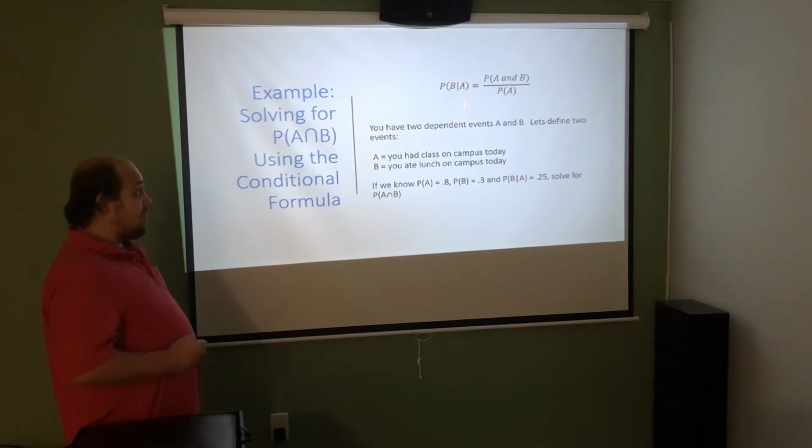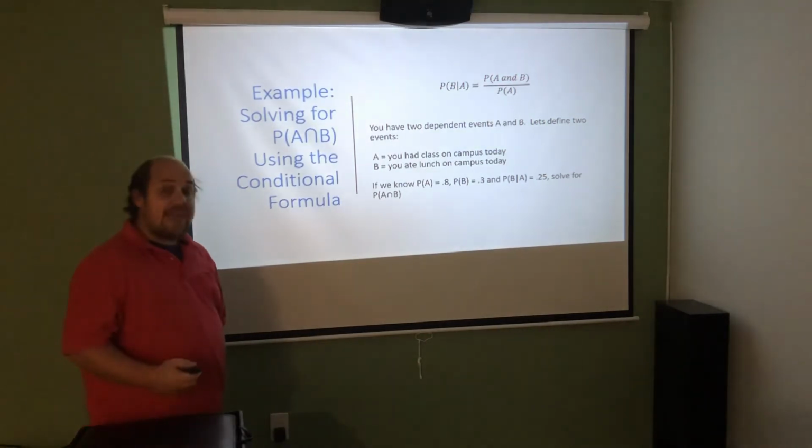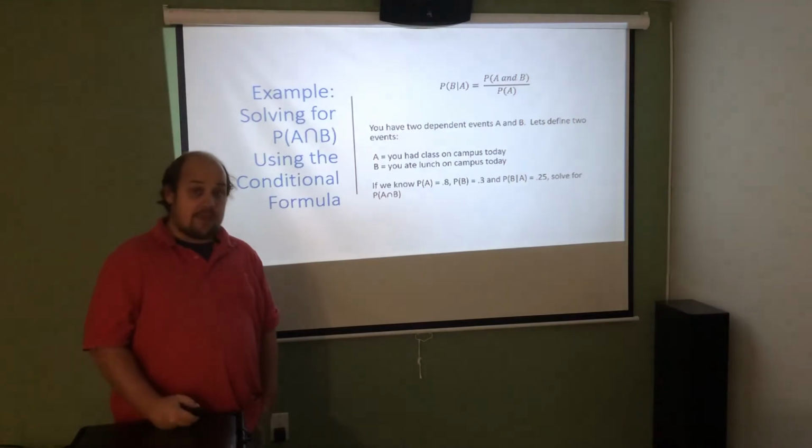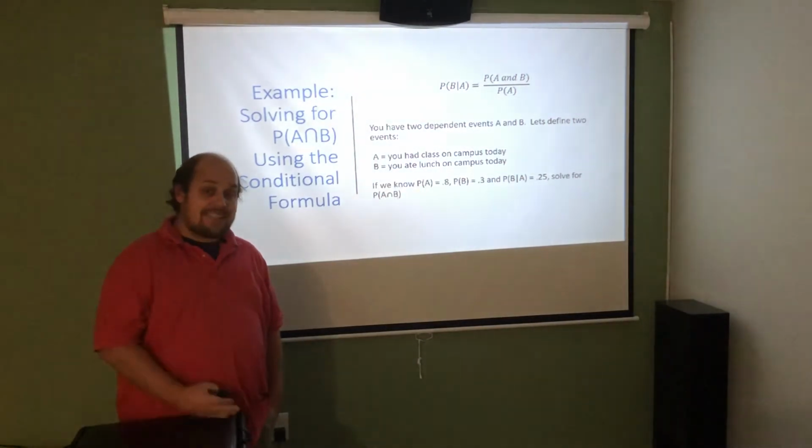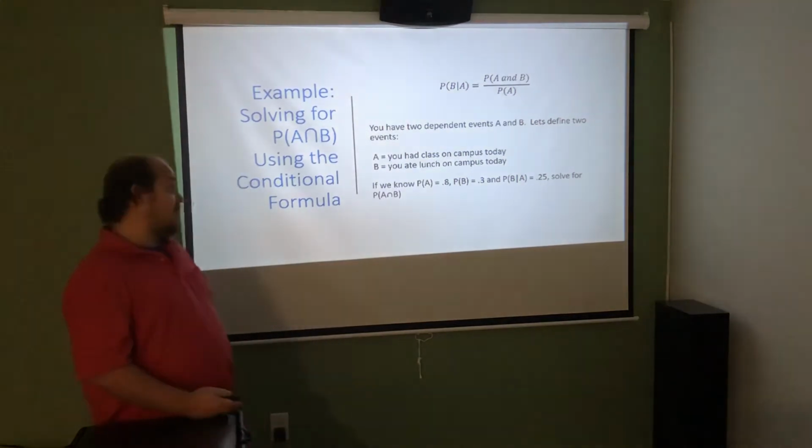So to solve back for P of A and B, what we're going to do is put P of B given A here as 0.25, put P of A here as 0.8. If we multiply both sides by P of A, or 0.8, we'll get an answer here that's exactly equal to P of A and B. So really we're using algebra to rearrange the formula to find the probability of P of A and B using dependent events instead of independent events.